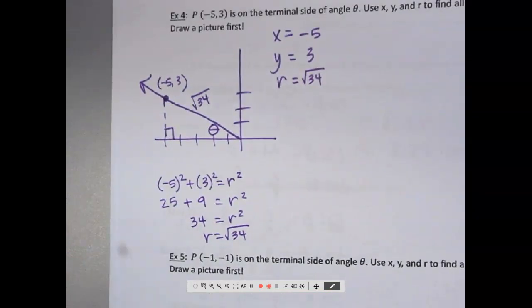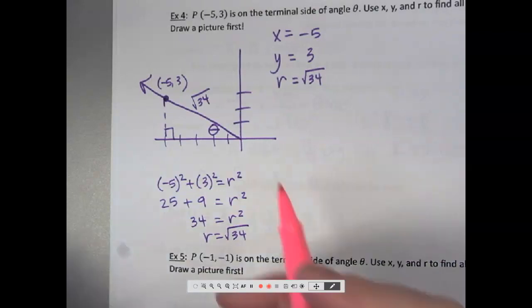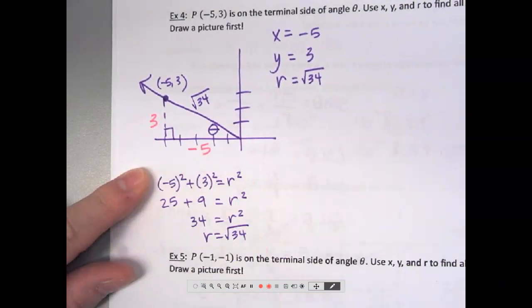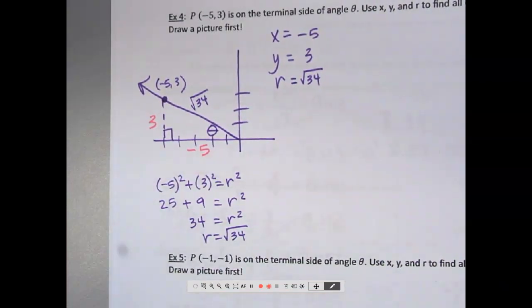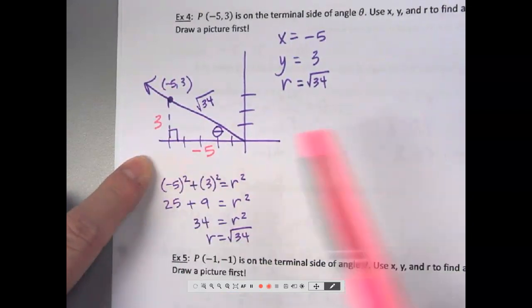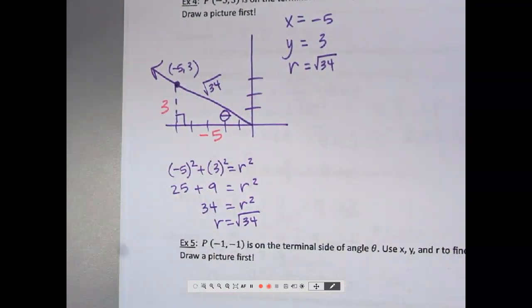If I'm labeling this triangle, watch what I'm going to do. This is using a negative as a direction again. I'm going to label this side as -5 and this one is +3, because I went left 5 and up 3. So again, negative is indicating direction there. Not a negative length, but a negative direction. Moving left.